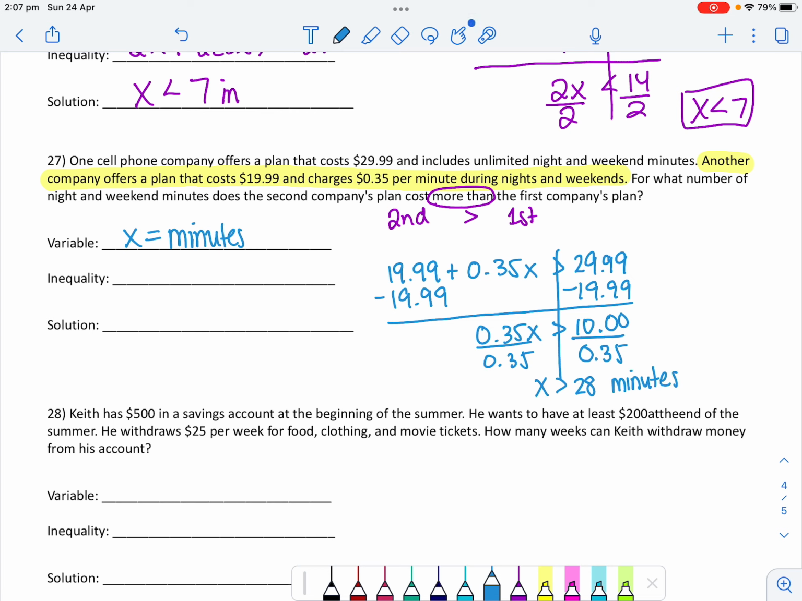So 0.35 times 28, just to make sure that it works, plus $19.99 is going to be $29.79. So I actually have to go up to 29 minutes. Because I got like 28.5 something. And 28 minutes is actually not enough to make it more expensive. So it has to be 29 minutes.